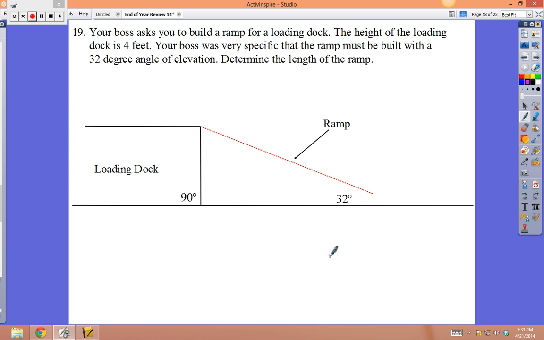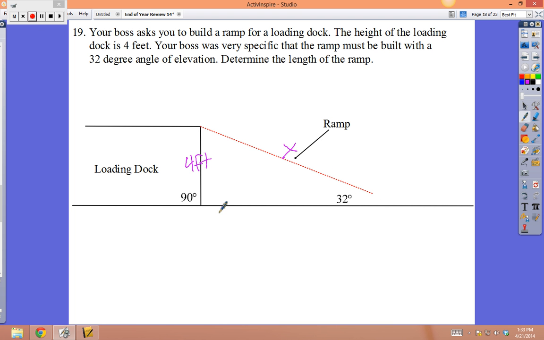Okay, your boss asked you to build a ramp for a loading dock. The height of the loading dock is 4 feet, so this is 4 feet tall. Your boss is very specific that the ramp's got to be built with a 32-degree angle of elevation. Determine the length of the ramp. They want to know this, the dotted line. And do you have enough information?